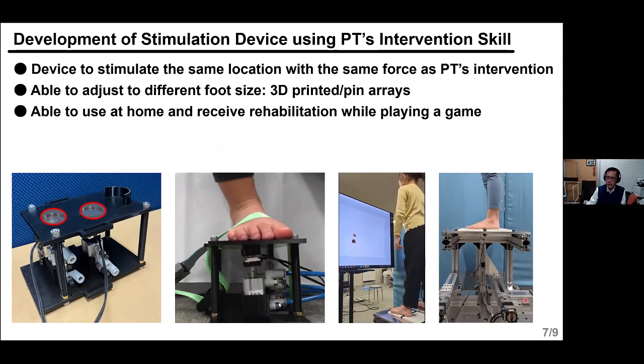The right picture shows a new version of the device. Now we utilize a pin array to stimulate any target location. This device can measure COP, so the children can play a game. They are asked to control the hammer with COP to hit a mole. So the patient could train voluntary sway while receiving the stimulation on the sole.